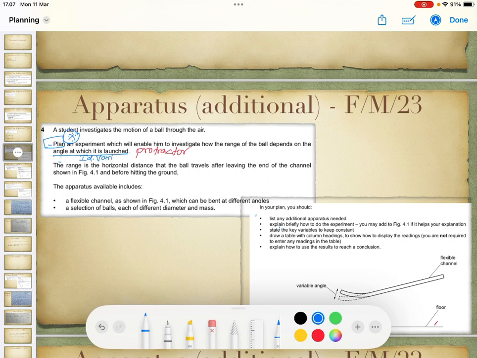Now, by changing the angle, what is getting changed? The range of the ball. What is the range of the ball? Range is the horizontal distance that the ball travels after leaving the end of the channel until it hits the ground, right? So, how do you measure the range of the ball, which is the dependent variable? What do you need? You definitely need a meter rule, right?